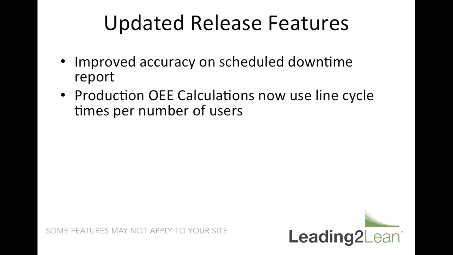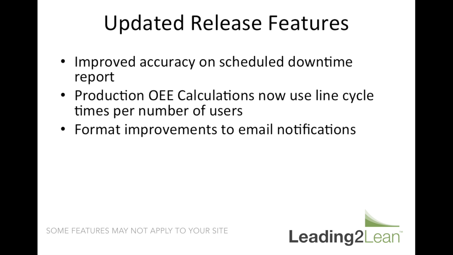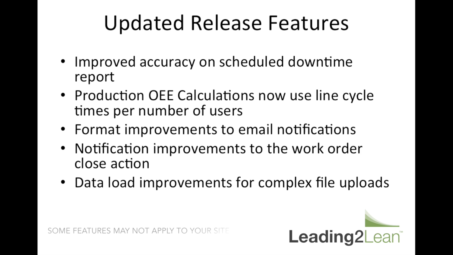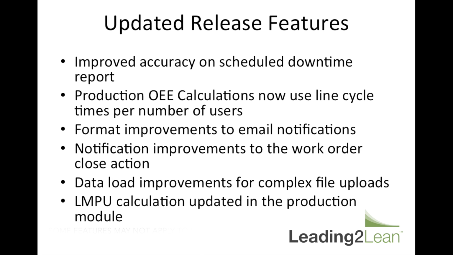Production OEE calculations now use line cycle times per number of users. Format improvements to email notifications. Notification improvements to the work order close action. And data load improvements for complex file uploads. Lastly, LMPU calculation updated in the production module.